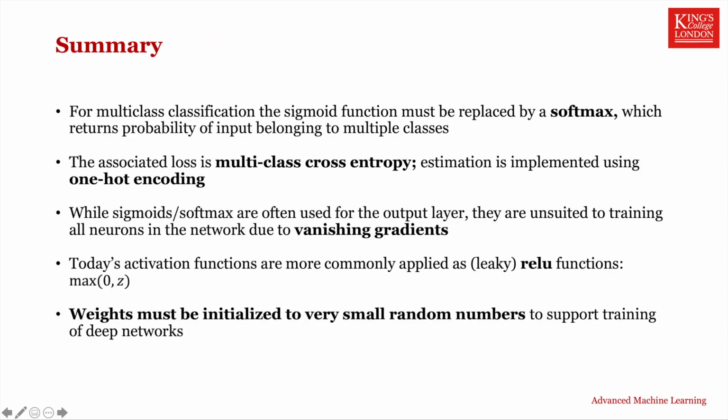So in summary, for multi-class classification, the sigmoid function must be replaced by a softmax, which returns a probability of an input belonging to one of several classes. The associated loss is multi-class cross-entropy implemented using one-hot encoding. While sigmoids and softmax are often used in the output layer of a classifier, they are unsuited to training all neurons in the network due to the saturation at 0 and 1. This leads to vanishing gradients and very slow training. Thus today it's more common to see ReLU functions.